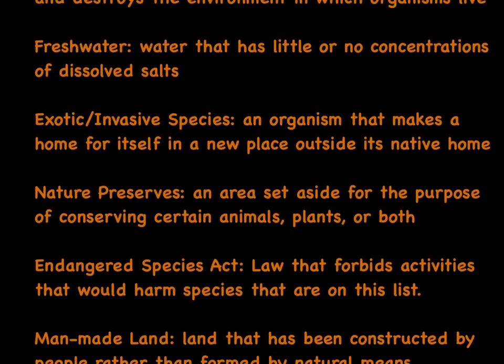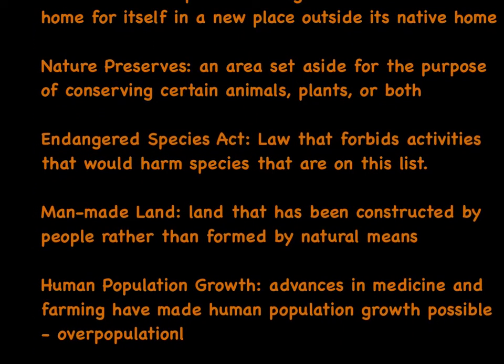Next, I want to talk about nature preserves. These are areas set aside for the purpose of conserving certain animals, plants, or both. These are like reservations. You all know of Schmeekly, so that is a reserve. People can't do anything to that. We're conserving that land.